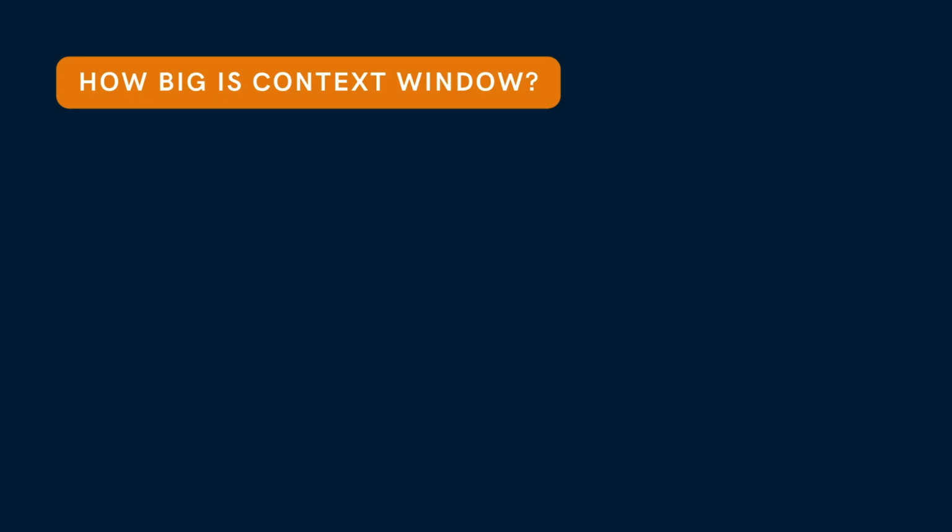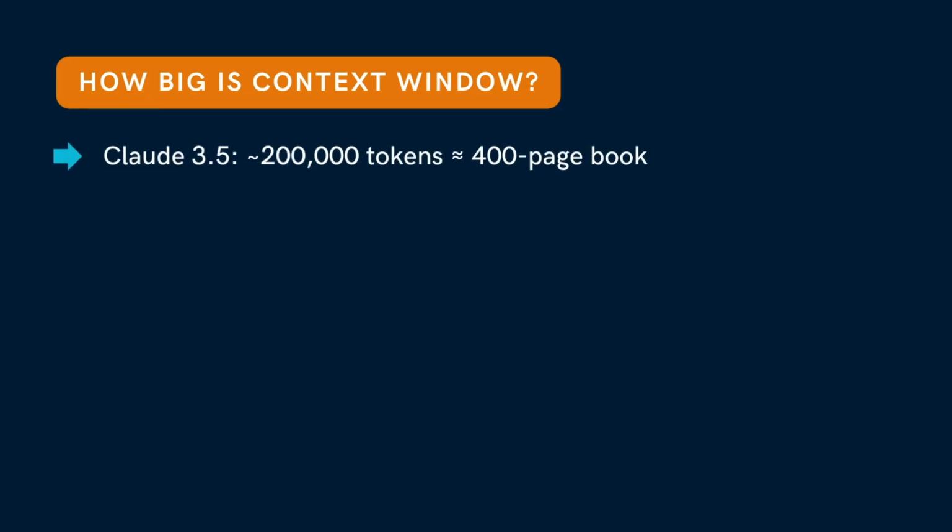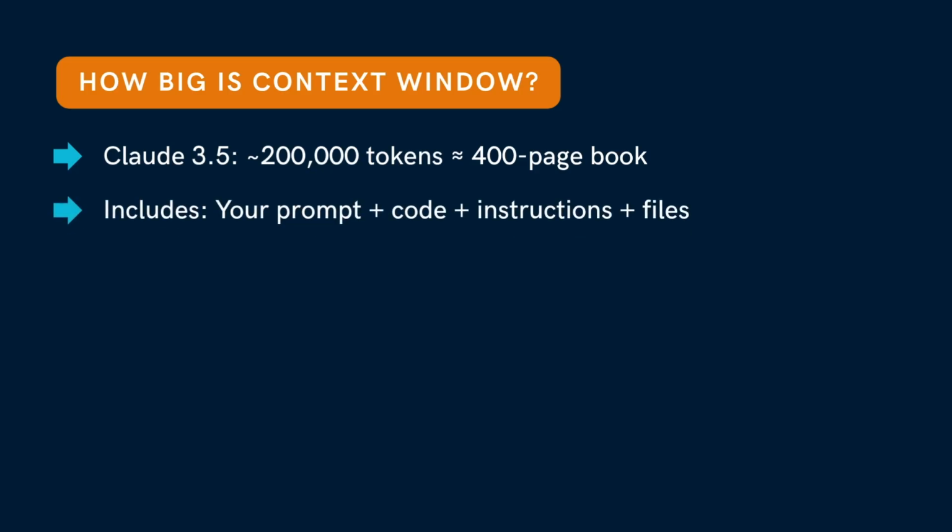The size of the context window determines how much information can be processed at one time. For example, the current version can handle around 200k tokens, which is roughly the size of a 400-page book. This space includes everything: your instructions, your code, your questions, and any files you have added, all processed together.